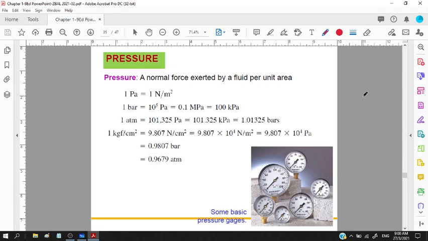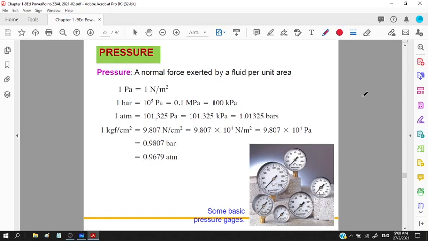Now we go to the next parameter, which is very important in thermodynamics, the pressure. Of course, what is the definition of pressure? Pressure is equivalent to force divided by area. And we could have a lot of units which refer to pressure.